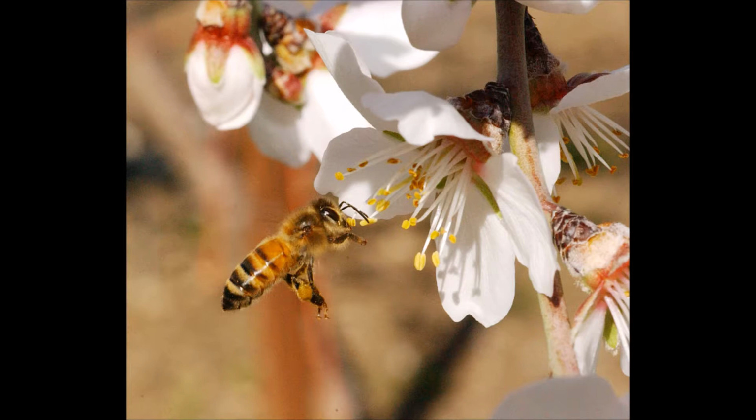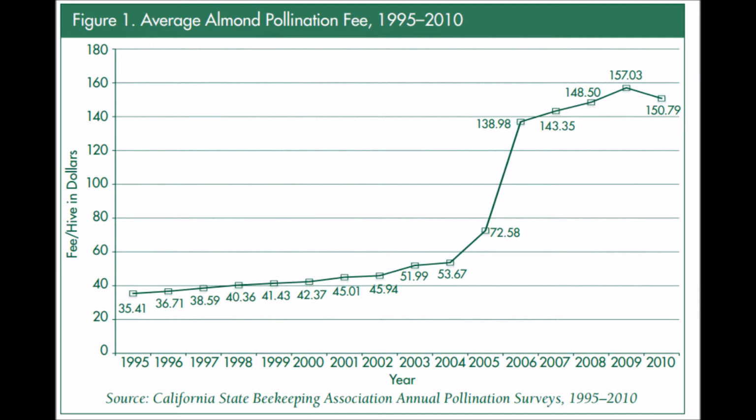According to the California State Beekeeping Association, colony collapse disorder has had a dramatic impact on the price of almond pollination fees in California, going from $54 a hive in 2004 to $139 a hive in 2006. This is immediately after colony collapse disorder had begun to occur on a large scale. This increase in price can be directly attributed to colony collapse disorder, which only began to occur on a large scale in 2006. Since then, almond pollination fees have remained high, at around $150 to $160 per hive.